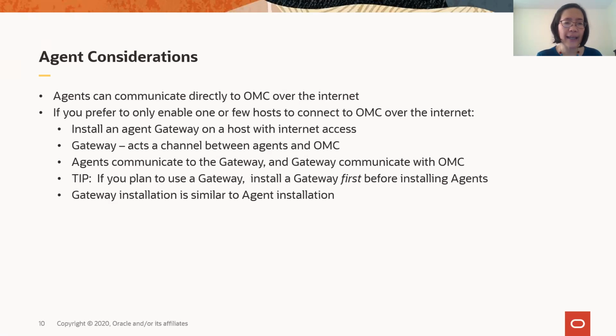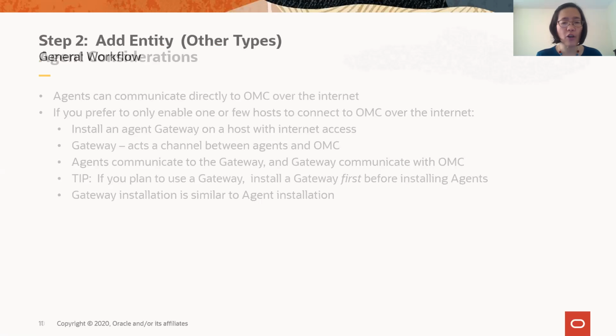If you recall, a gateway is a special type of agent that serves as a channel between your agents and OMC. If you do want to use the gateway route, make sure it's on a host that does have internet access. And if you plan to use the gateway, think about that early on, because you do need to install the gateway first before installing your cloud agents. And then the gateway install is very similar to the agent installation, which we talked about earlier.